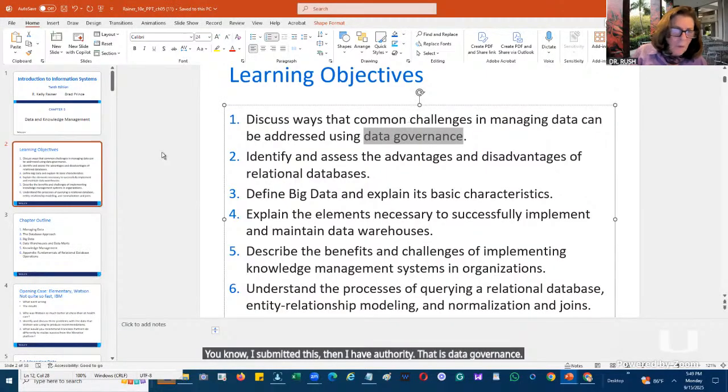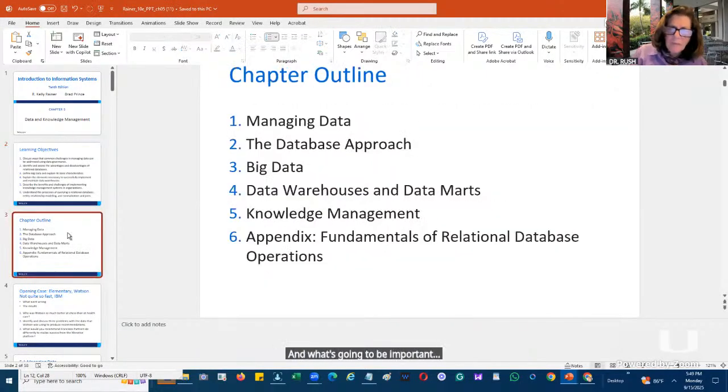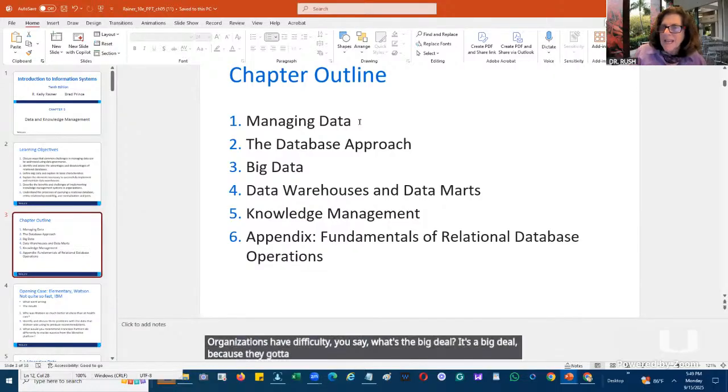And what's going to be important is how to manage this data. This is where organizations have difficulty. You say, what's the big deal? It's a big deal because they have to think, what kind of data should they even collect? What is legal to collect? What can they do in order to forecast?